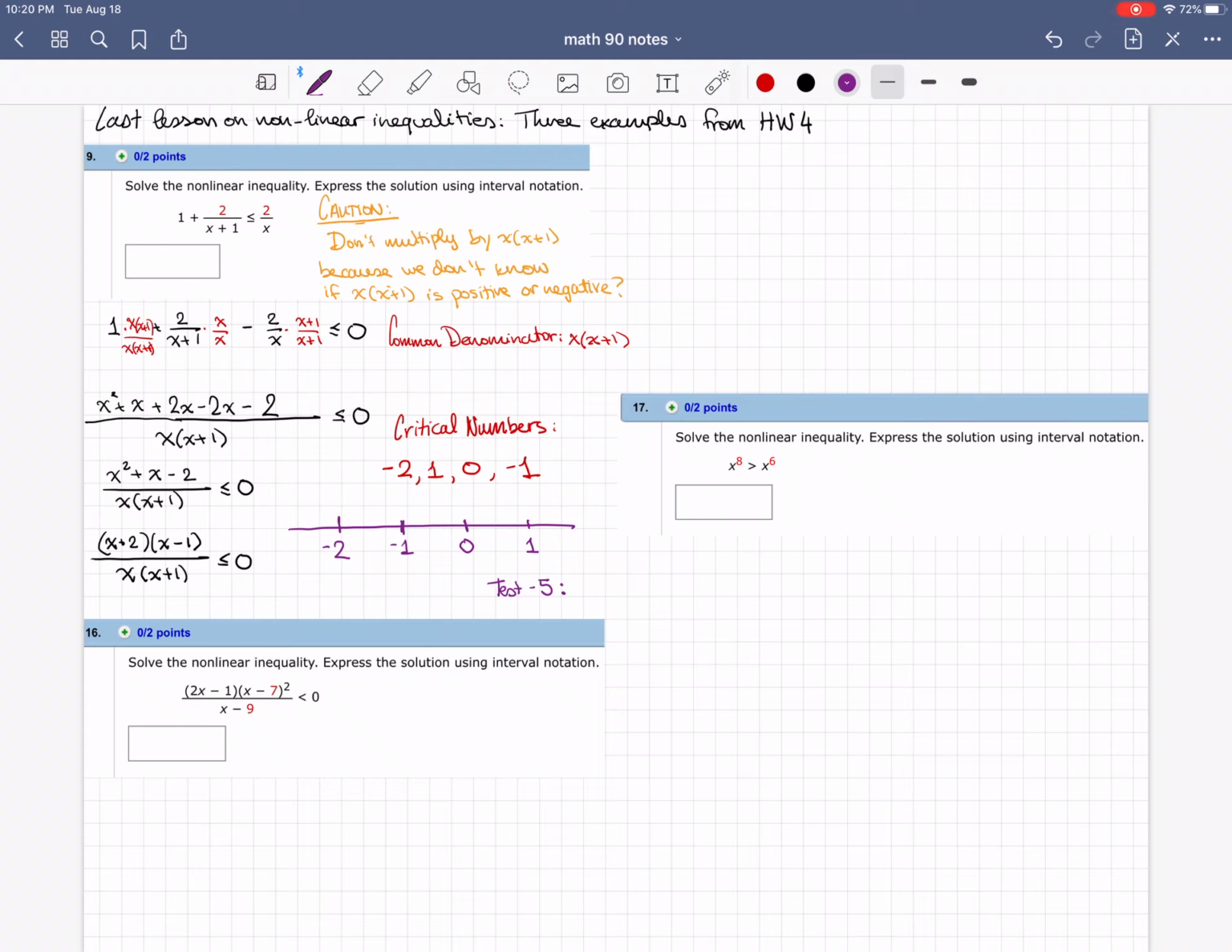But the test point can be anything that's not a critical number. So if you really wanted to use 7, you could. If you wanted to use -1/2, you could. Anything you want is fine. Just be really clear on which region it's in.